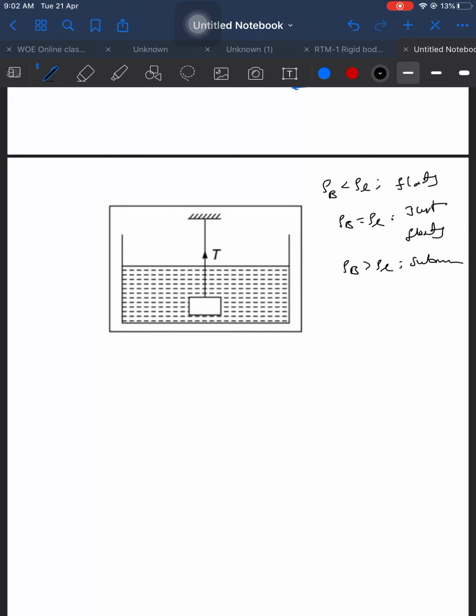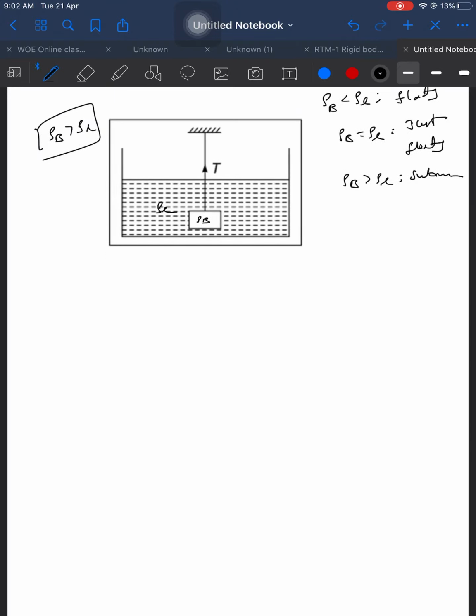In this case, the density of the body I am considering is rho b, and the liquid here is rho l. Rho b is greater than rho l, so the body tries to sink. To prevent it from sinking, we tied it with a rope. So what is the tension in the rope?